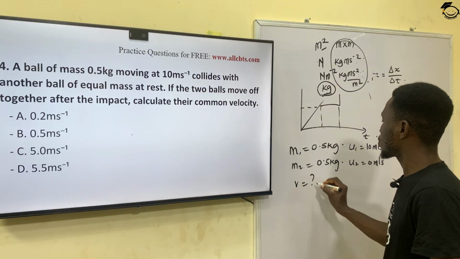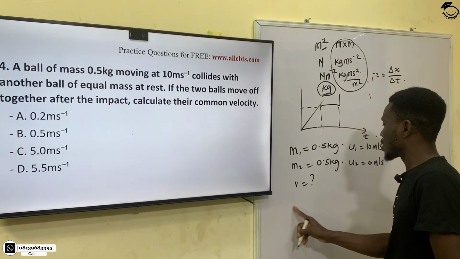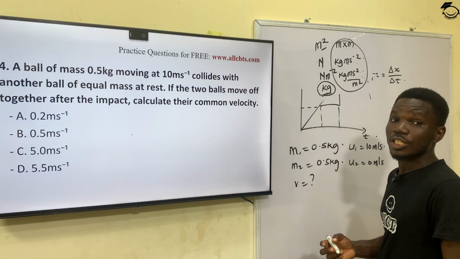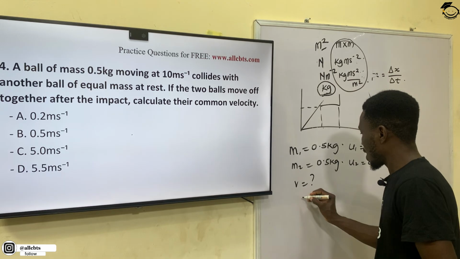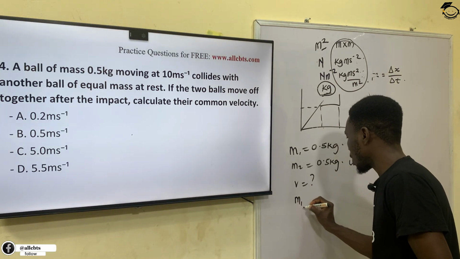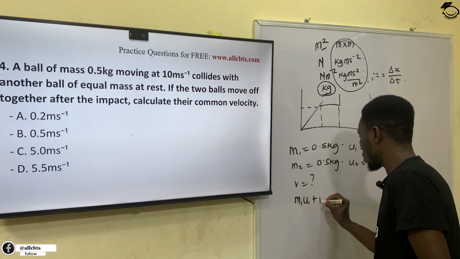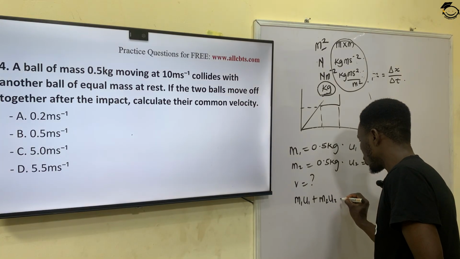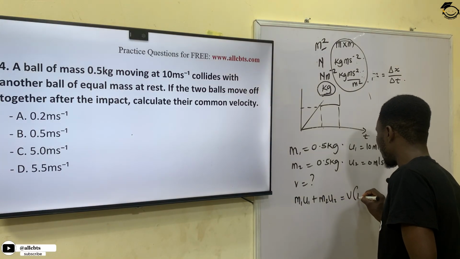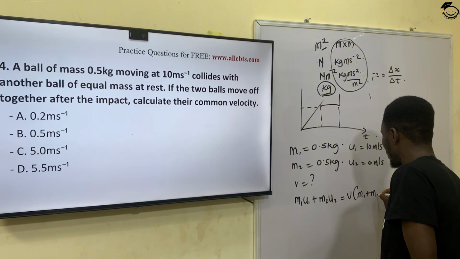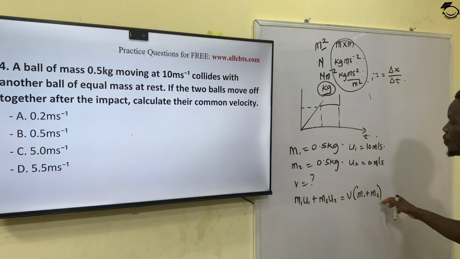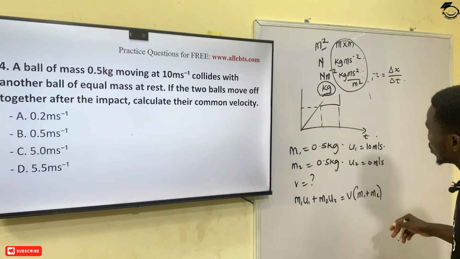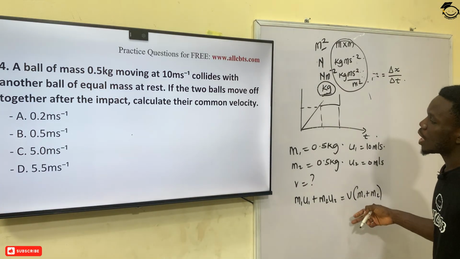Calculate their common velocity, we do not know. But we know that momentum before collision is equal to momentum after collision. So that means that my momentum before collision, which is M1U1 plus M2U2, is equal to V(M1 plus M2). This is the formula I'm going to be using, because they now have a common velocity after collision.